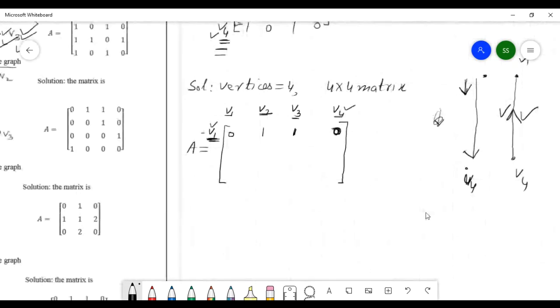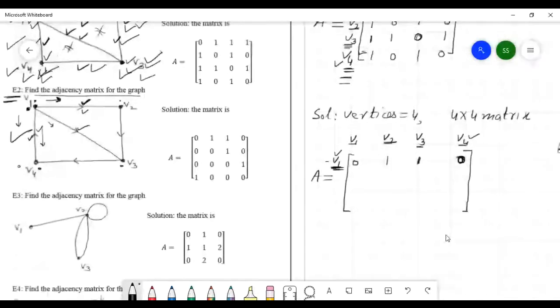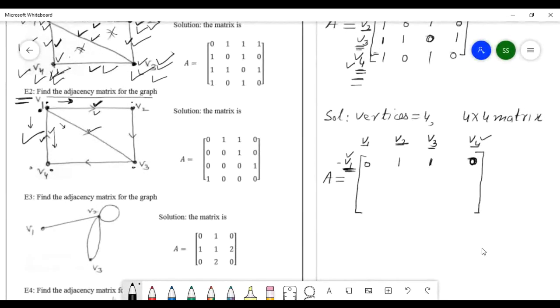Now come to the next. Now see this. Start from V2. Start from V2 and go to V1. But the arrow is opposite here, so no edge, it means 0. See this. And now V2 and V2, same point, so no edge, get 0.